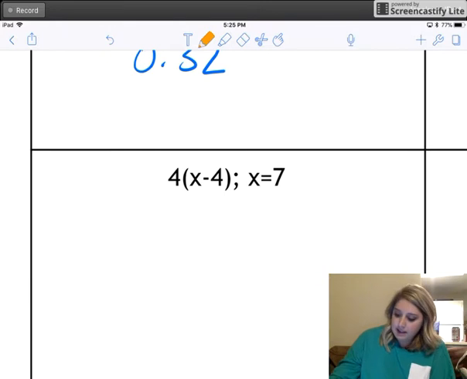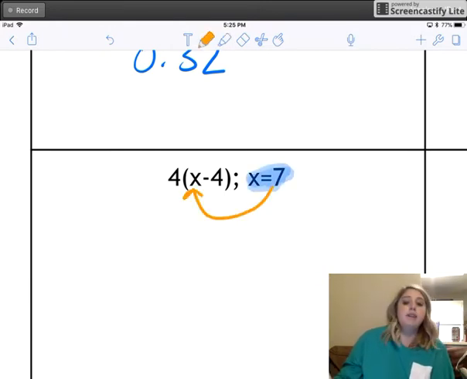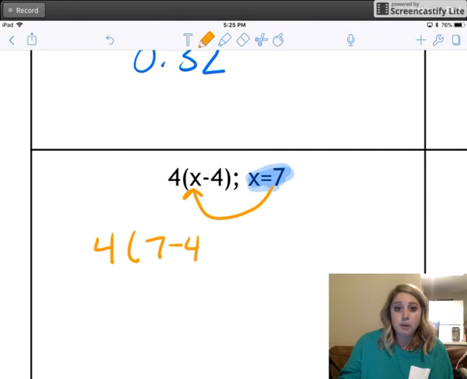So again, it says that x equals 7. I'm going to plug in 7 for x, and I'm going to rewrite this. So guys, don't try to skip steps. Rewrite every step, because now we're getting into something a little bit more complicated, a little bit more multi-step. So this would become 4 times (7 minus 4).